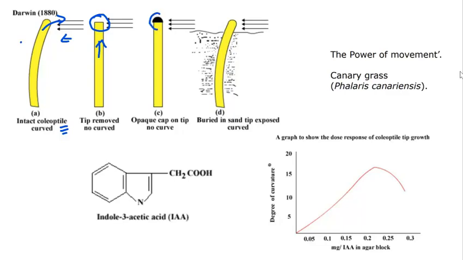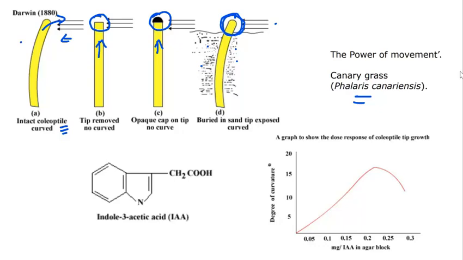Another researcher placed small caps over the tip of the shoot, and again what resulted is that the shoot continued in this onward direction. To confirm that it's actually the tip of the shoot which is the sensitive part to light, the coleoptile tips were buried in sand, with only the tip exposed, and once more with unilateral light the shoot would grow towards that light in a positive phototropic response.